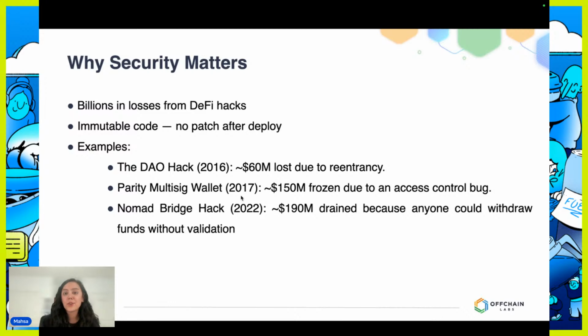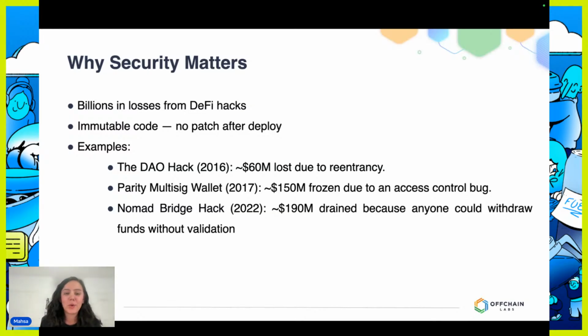The unfortunate thing here is that these smart contracts often have a lot of funds in them. I have a few security incidents that we've seen during the past couple of years, just to bring your attention to how a single overlooked vulnerability can lead to a huge loss of funds. We had the DAO hack in 2016, where around $16 million were lost due to the famous reentrancy bug. In 2017, we had the Parity multi-sig wallet hack.